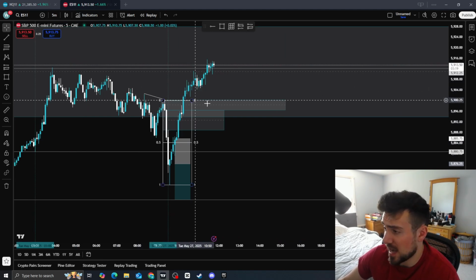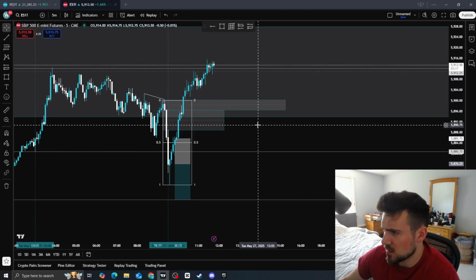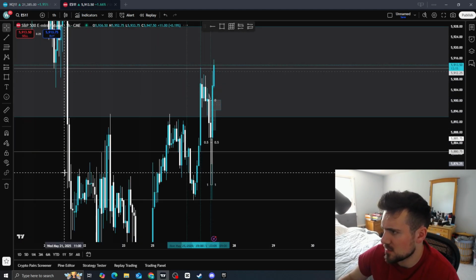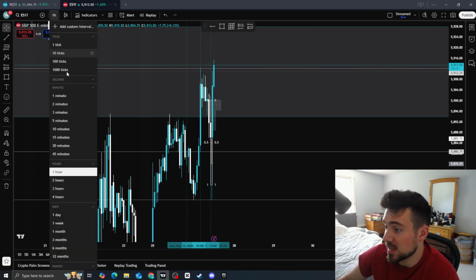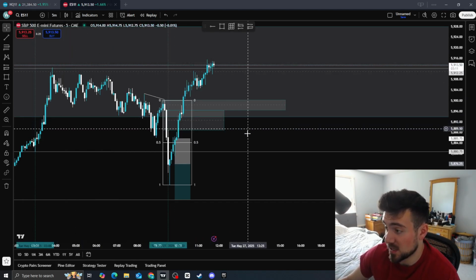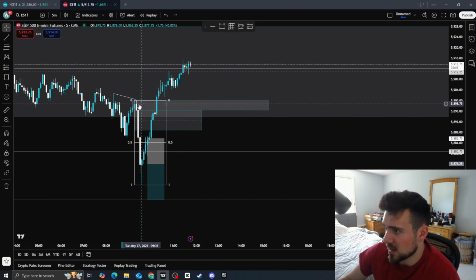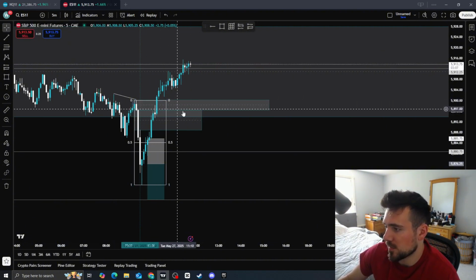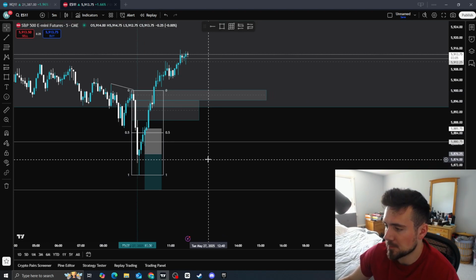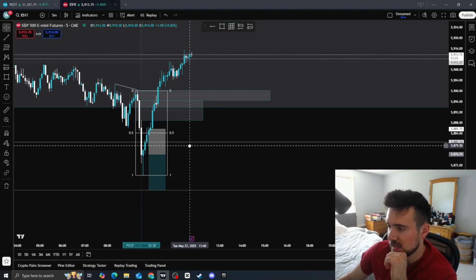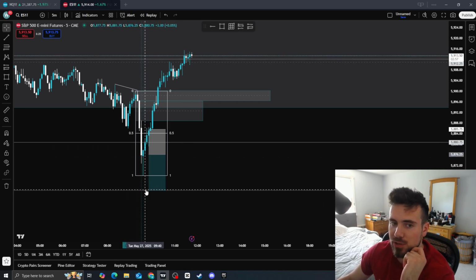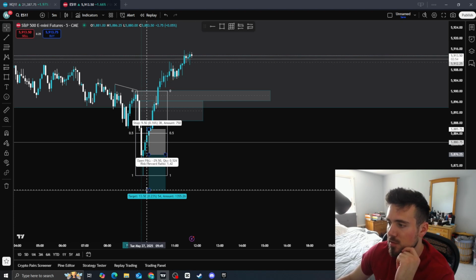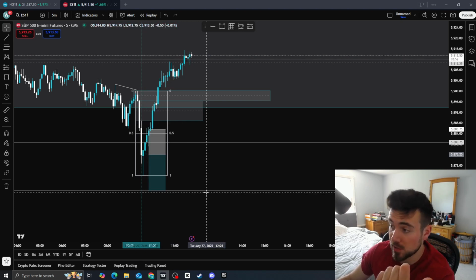We tapped into the daily gap and we get an SMT. And then I marked out a breaker block and fair value gap right here, and equilibrium. And the fact that we didn't reach these London lows made me think that we were bullish for the day.